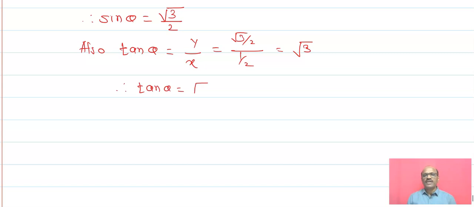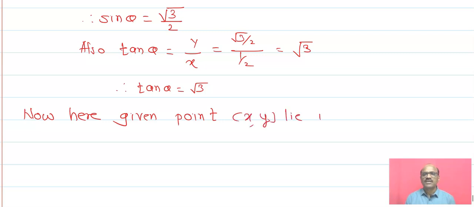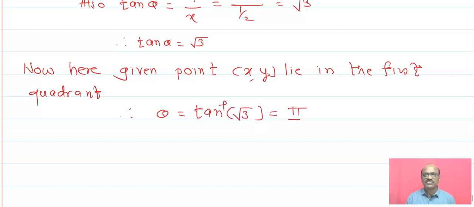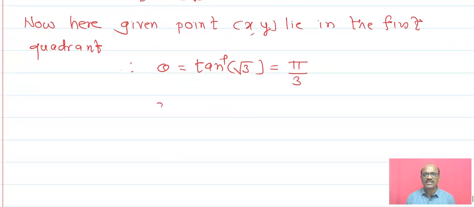Now to find the value of this theta, tan theta is equals to root 3. Here the given point xy lie in the first quadrant. Therefore, this is a very simple angle, and the angle is pi by 3. That is theta is equals to tan inverse of root 3, that is equals to pi by 3.